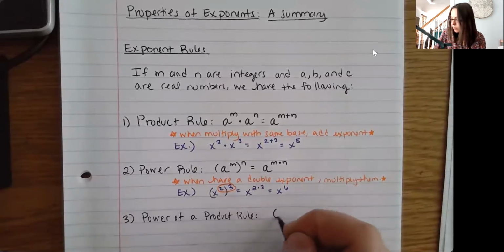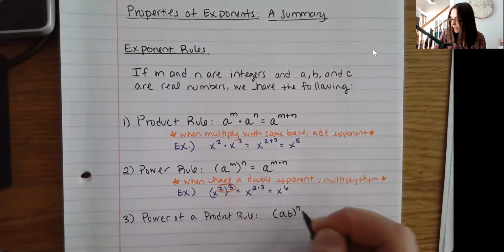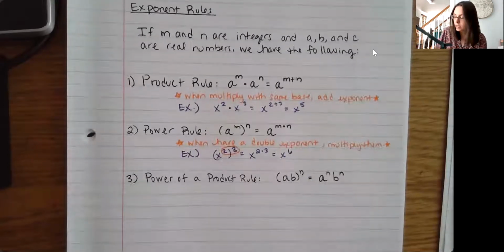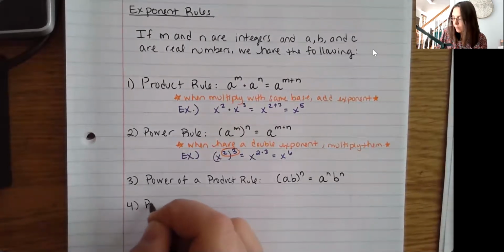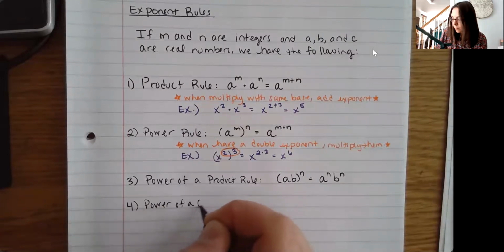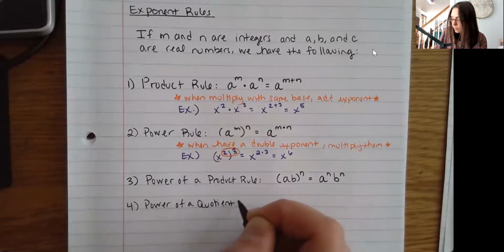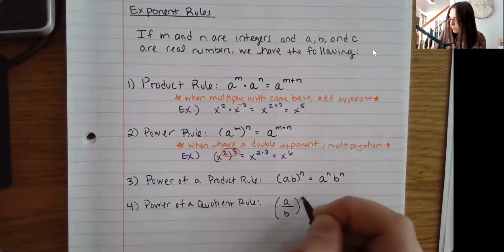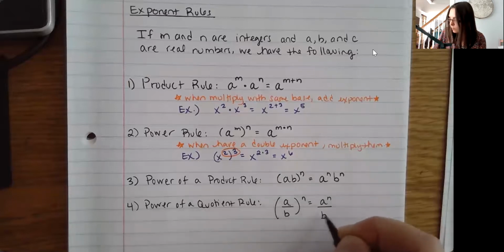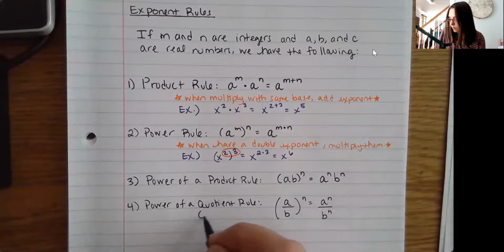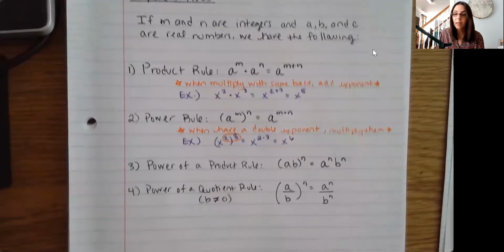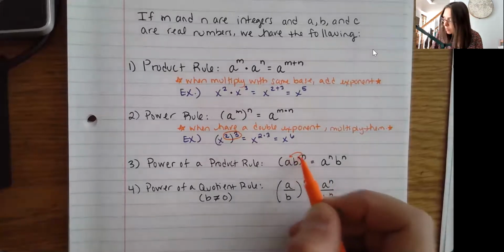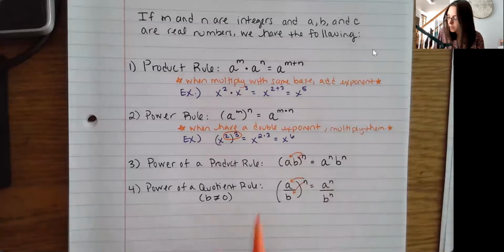So the power of a product rule basically says that if you're multiplying and you have an exponent on the outside, you can distribute that exponent inside. And it's actually the same thing for the power of a quotient rule. You do want to make sure that b is not 0 there, obviously, so you're not dividing by 0. But we're basically saying that you can just distribute that power inside here.